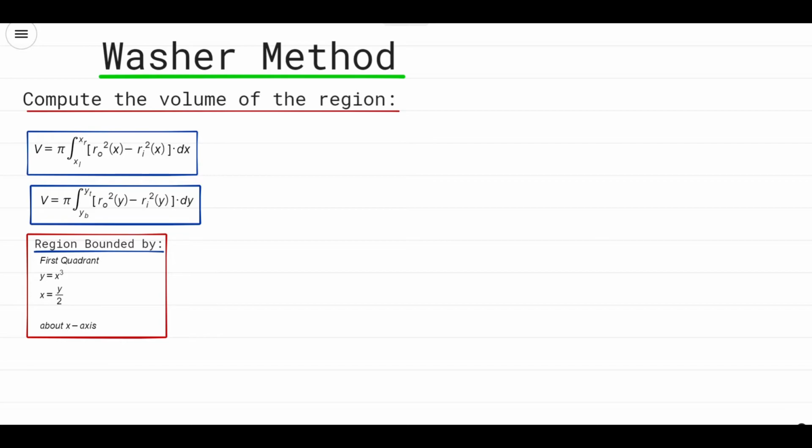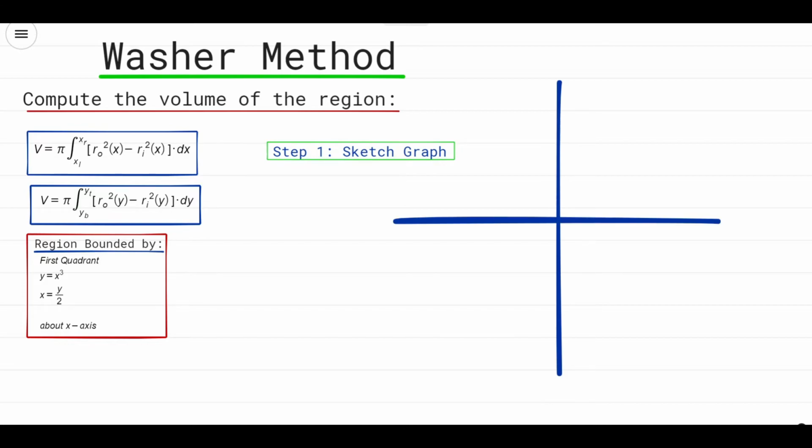So now, without further ado, let's move on to step 1. We're going to sketch a graph. We have our x-axis and our y-axis, and it's revolved about the x-axis. This line right here is x equals y over 2, and the teal line is y equals x cubed. Notice how the teal line would also go right here in the third quadrant, but since this is restrained to the first quadrant, the graph will look like this.